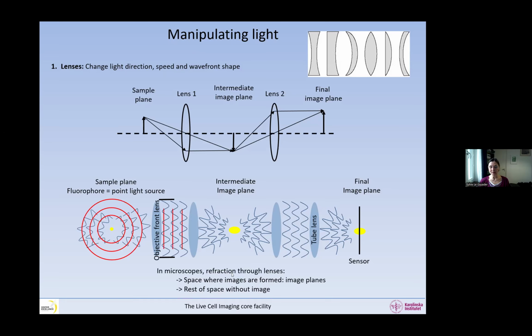So in microscopes, there is refraction through each of the lenses, and there are some places in the microscope where we actually have an image, and everywhere else in the microscope there's no image. So we have some sample planes where we have an image, and then there is the rest, where the light travels, but there's no image formed.